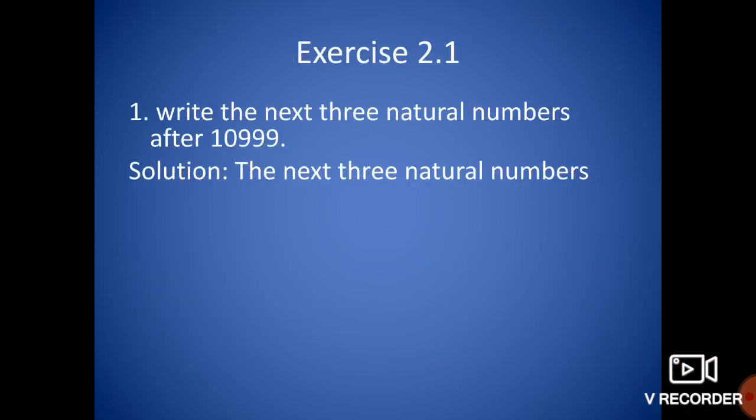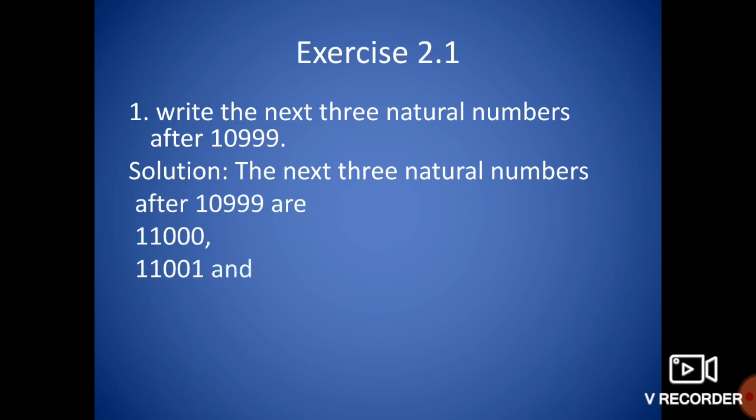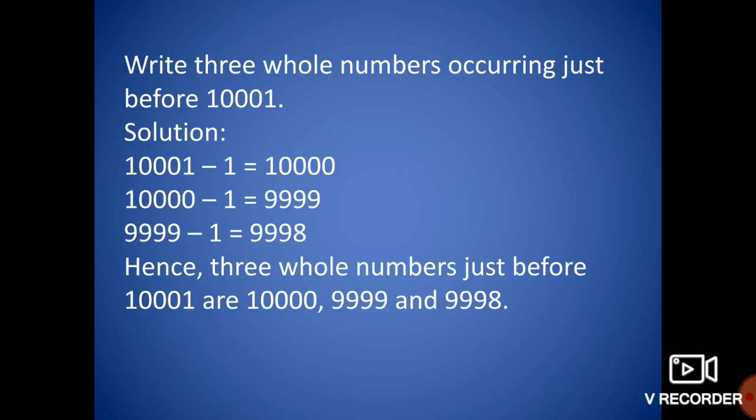Next, let us solve the exercise 2.1. First problem. We need to write the next 3 natural numbers after 10,999. So, the next 3 natural numbers are 11,000, 11,001 and 11,002. So, 11,000, 11,001 and 11,002 are the 3 natural numbers.